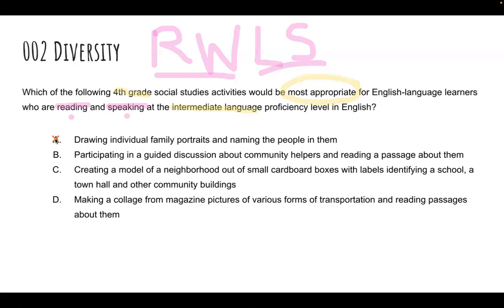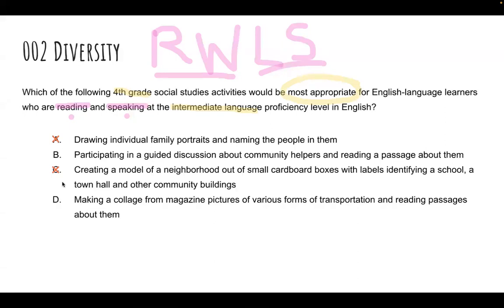Letter C. Because there's no reading, it's just labeling and creating. C, creating the model of the neighborhood out of small cardboard boxes with labels identifying a school. And that's just like creating something. That's a cool activity, but it's not what we need to happen. And labeling is not reading or speaking. It's sort of writing, if you will, right? So no, C doesn't do it at all, and it cannot be the right answer. Could bet ourselves $5. What else is not sufficient?